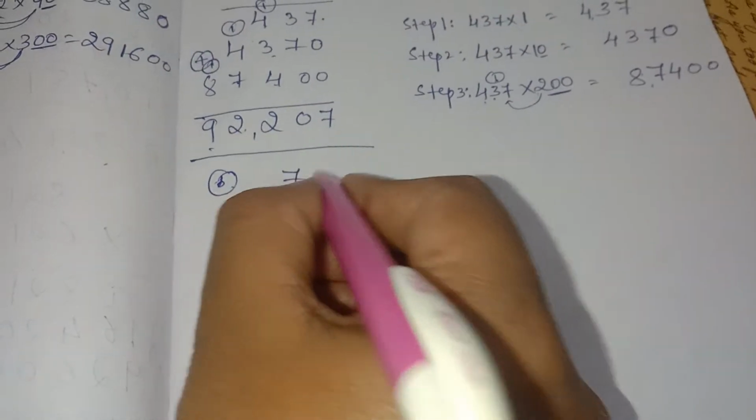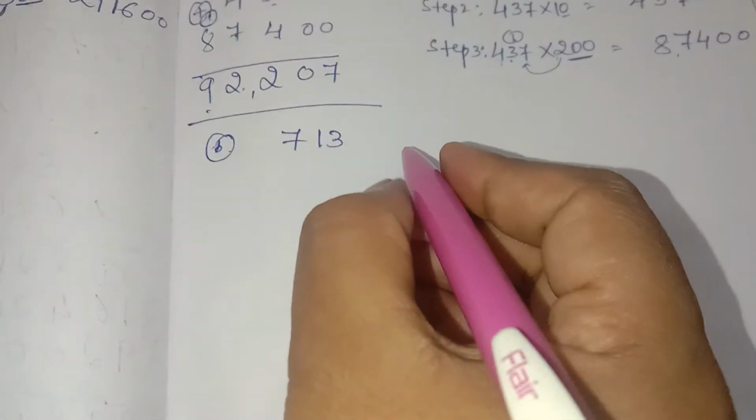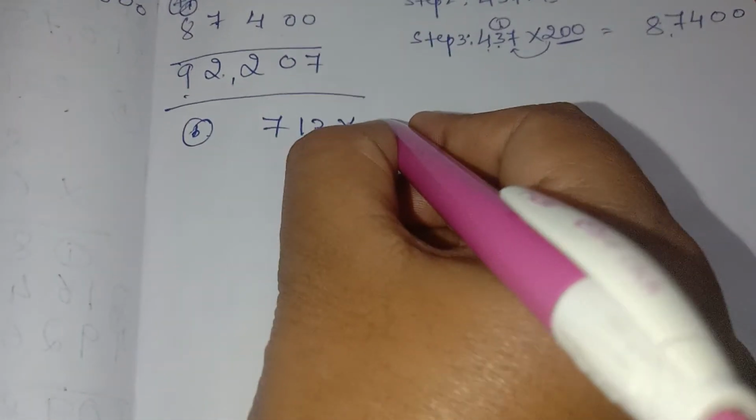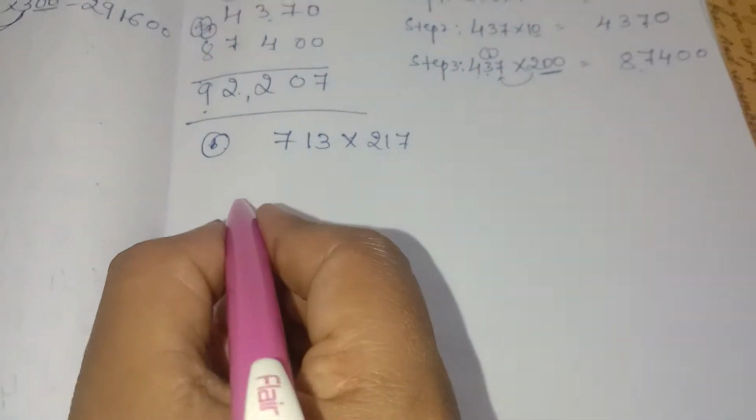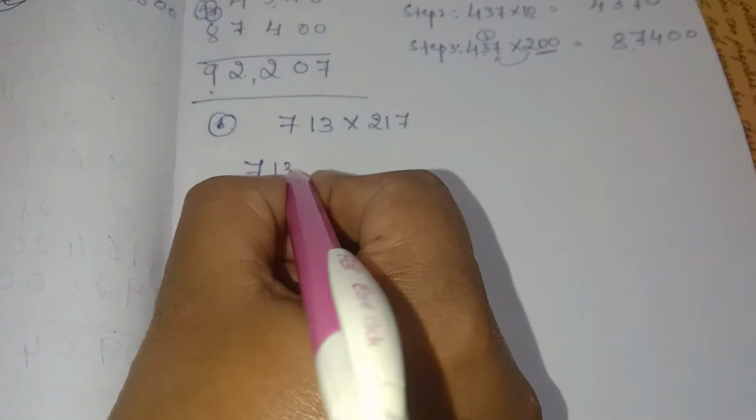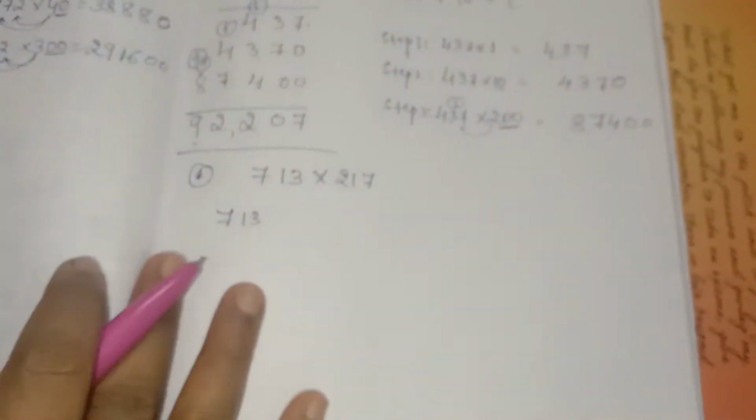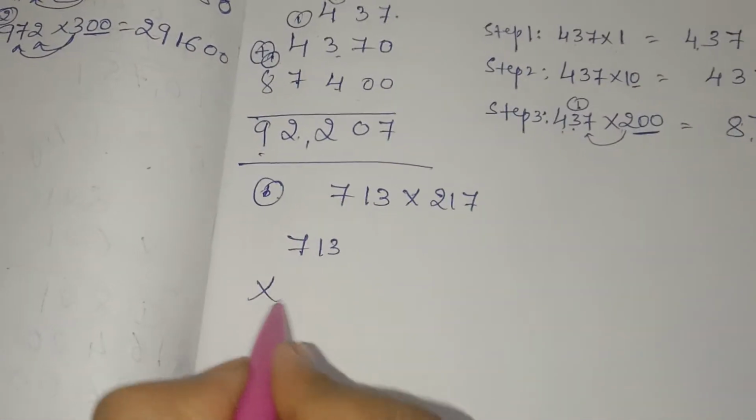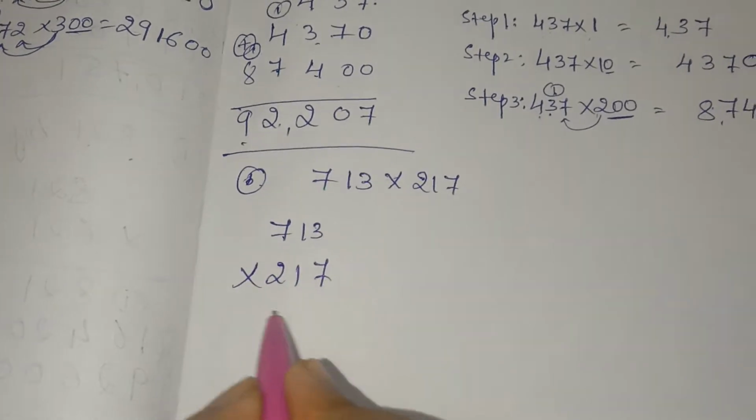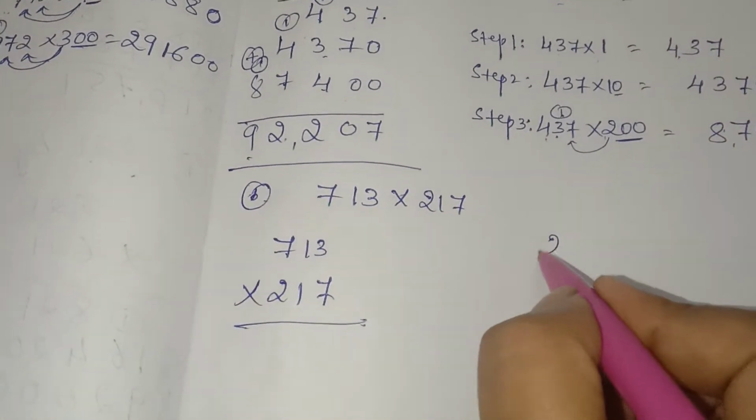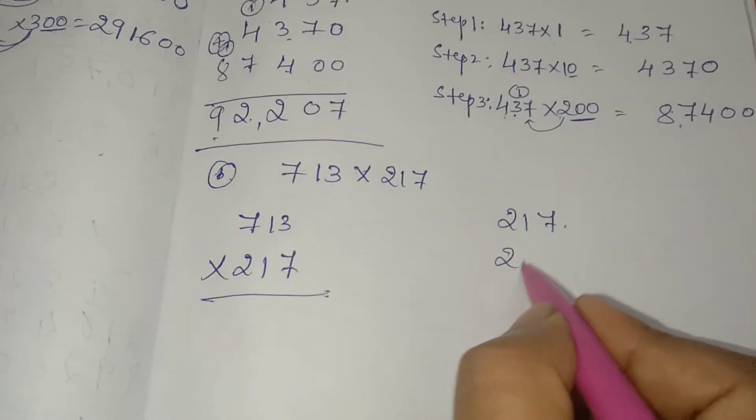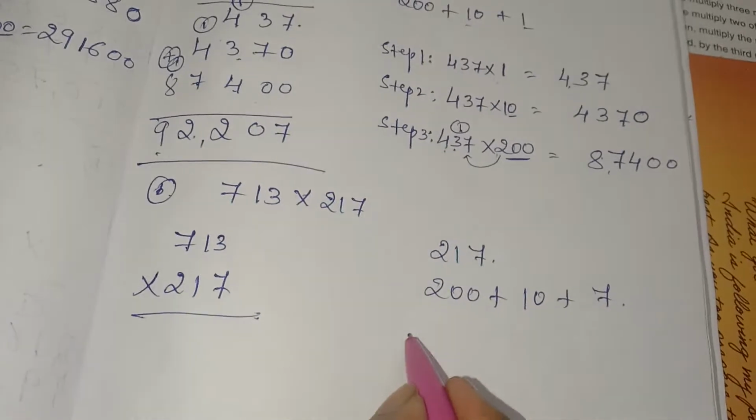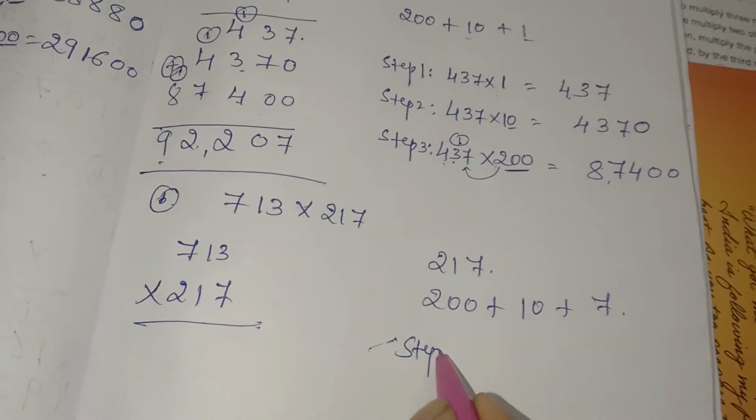Second one is 713 into 217. Write this one. 713 into 217, like this. 217 can be written as 200 plus 10 plus 7. Now step 1.